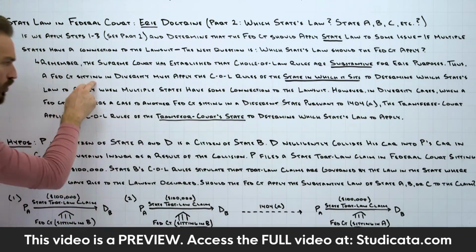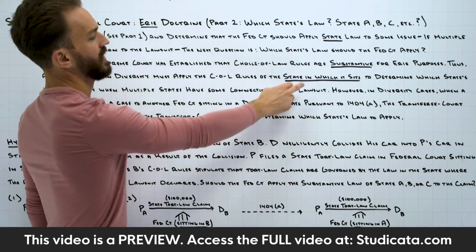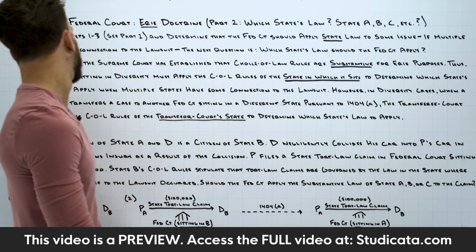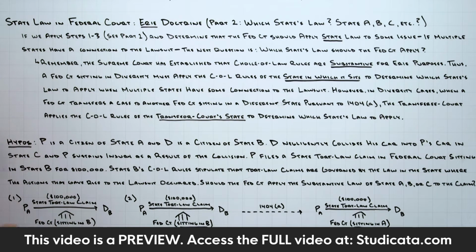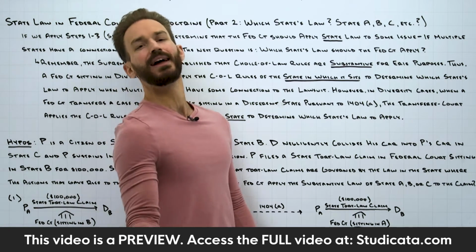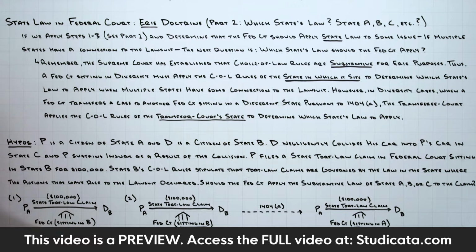Thus, a federal court sitting in diversity must apply the choice of law rules of the state in which it sits to determine which state's law to apply when multiple states have some connection to the lawsuit. So look, our federal court is sitting in the state of B. So all we do, we look at the federal court sitting in state B. That means we apply state B's choice of law rules.